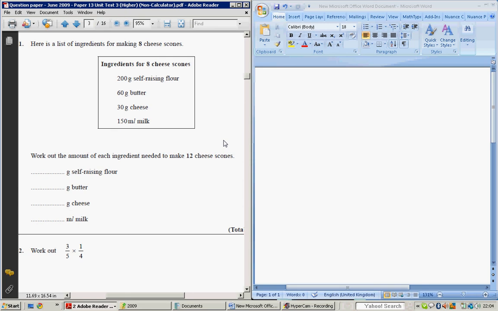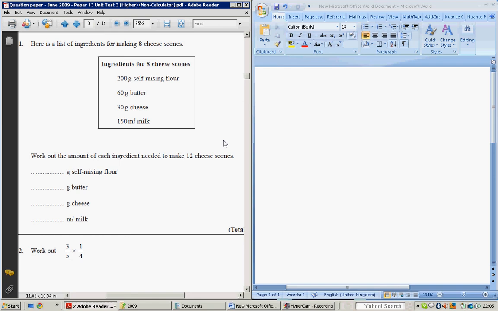Question 1 of the Edexcel 2009 paper. Here is a list of ingredients for making 8 cheese scones: 200 grams self-raising flour, 60 grams butter, 30 grams cheese, and 150 milliliters milk. Work out the amount of each ingredient needed to make 12 cheese scones.